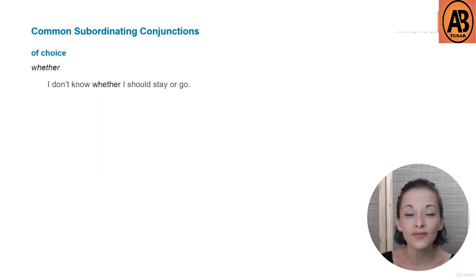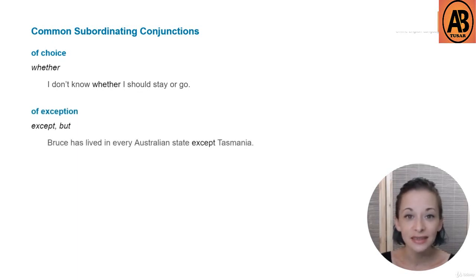Subordinating conjunctions of exception include except and but. Bruce has lived in every Australian state except Tasmania, but not Tasmania. And the team won all but one of the games.